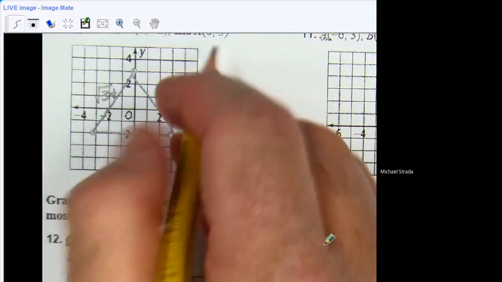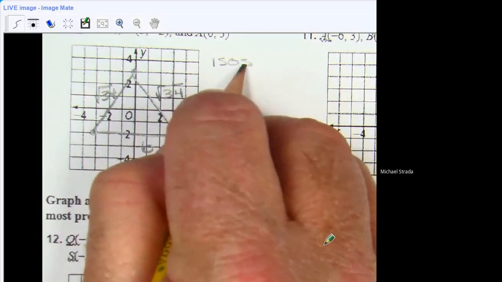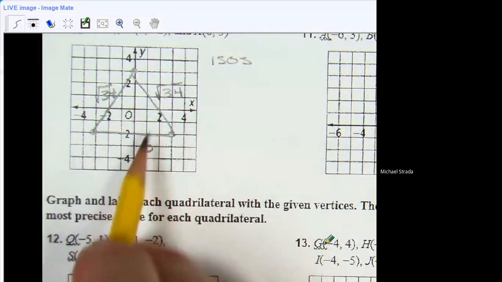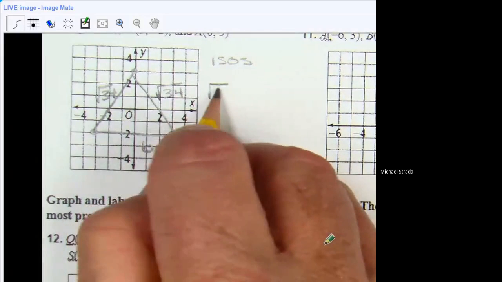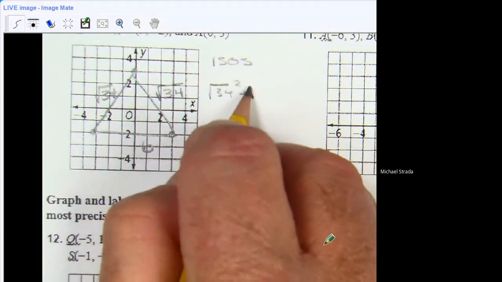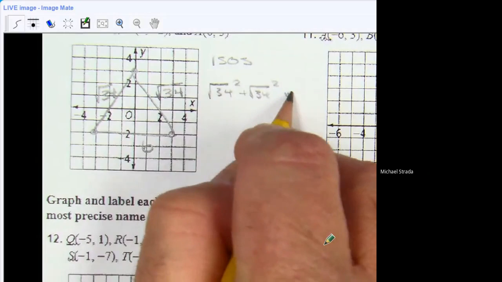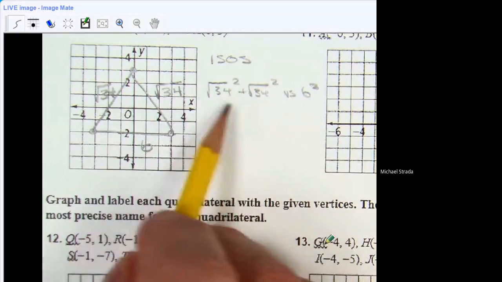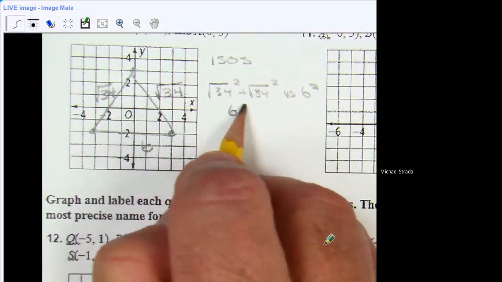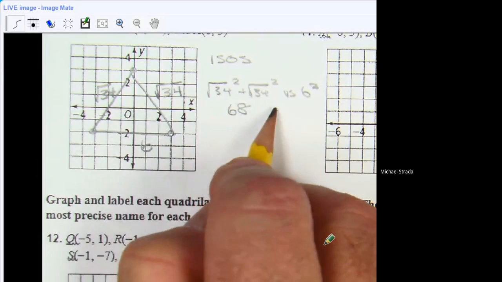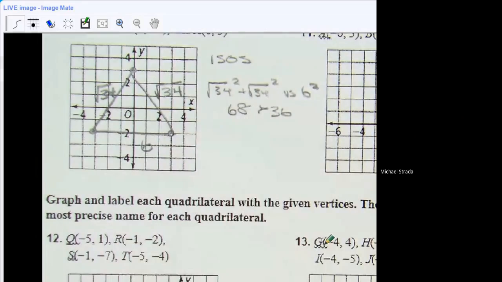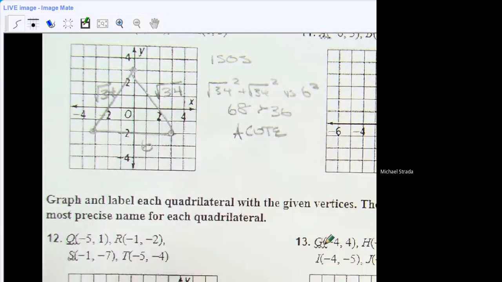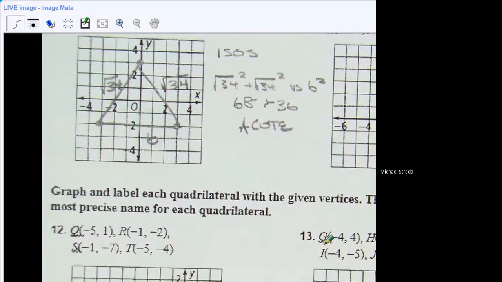All right, so that, ladies and gentlemen, is, of course, isosceles. Then when I compare them, the square root of 34 is a little less than 6. So I'm going to compare the square root of 34 squared plus the square root of 34 squared versus 6 squared. When I square root, they cancel out, so these would both give me 34. 34 plus 34 is 68. 6 squared is 36. 68 is greater than 36, so it would be an acute isosceles triangle.